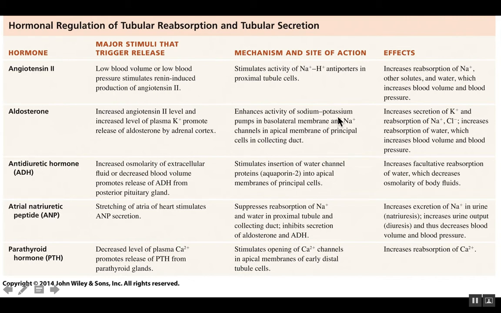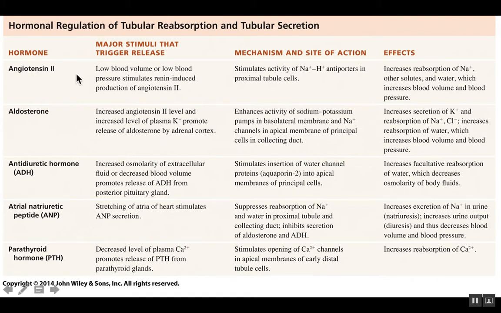Looking at this table, there's quite a bit of information, but typically when it comes to a hormone, you might want to remember what stimulates its production, and then what does that hormone do? So what are the effects on the kidney? Occasionally we want to point out a mechanism, but mostly you want to think, what's the stimulus? What causes the body to produce the hormone? And then what is it going to do to the kidney?